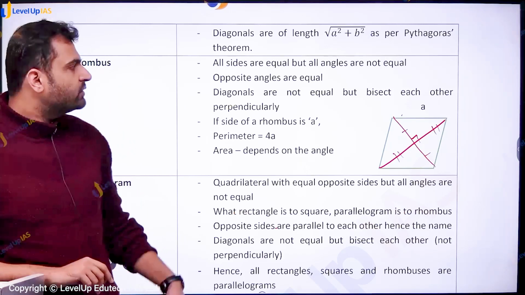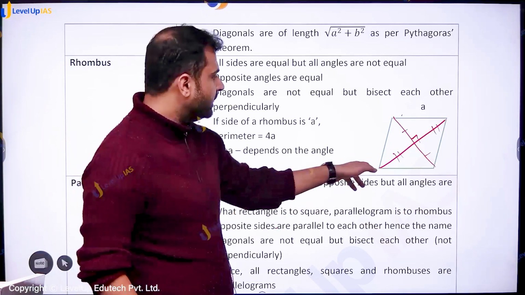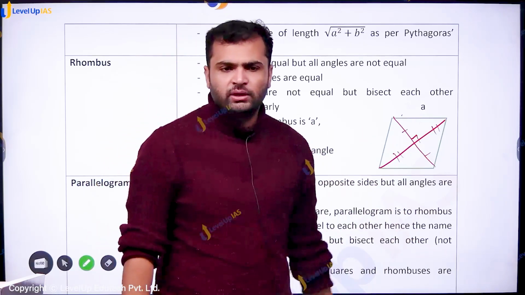And area of rhombus will depend on the angles, that these angles. So there is no set formula because the angles are inverse.